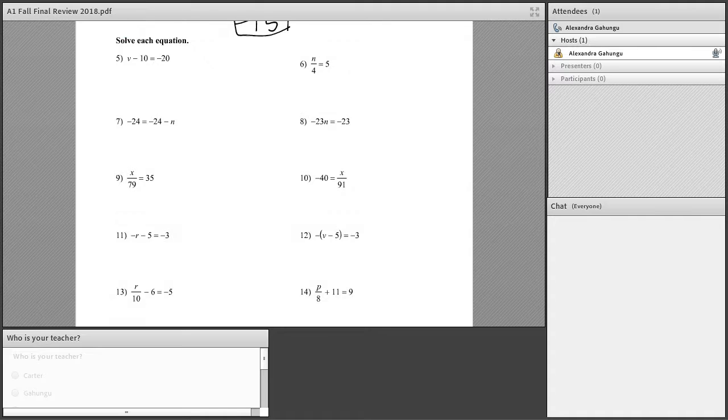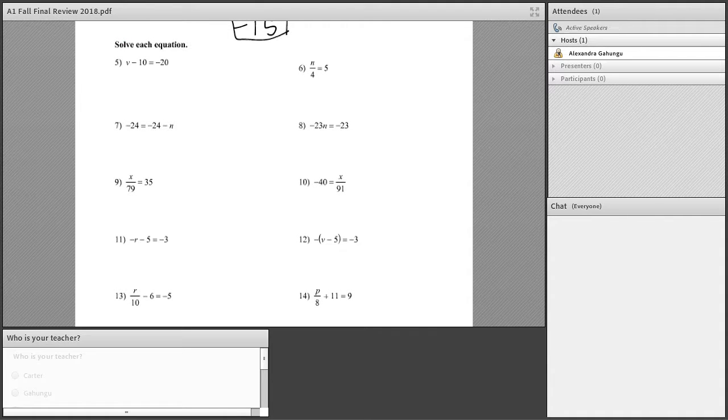All right, the next section is our equations. So we want to use the inverse operation. So for something like this, to get v by itself, we want to add 10 to both sides. So we get v is equal to -10. And you can always check your answer by plugging v back in.